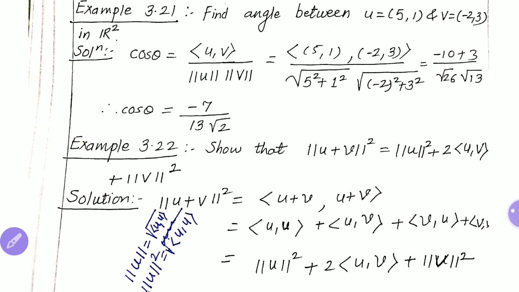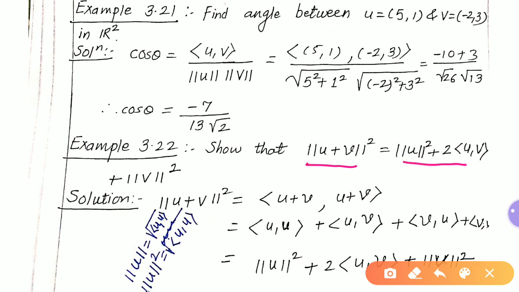Now show that the norm of u plus v squared is equal to norm of u squared plus 2 times the inner product of u comma v plus norm of v squared. This is the inner product of u comma v, this is norm of u squared, this is norm of v squared. So let us start proving this.